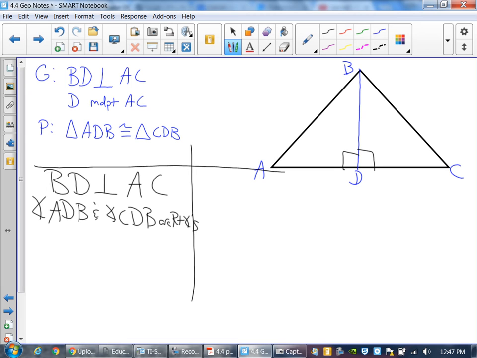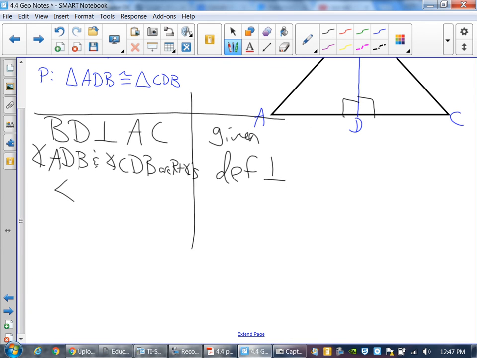And my reason is, first one's given, I forgot to write that down. What's the reason for that? Definition of. There you go. Definition of perpendicular. Now what does it say to do on your sheet? After you say the right angles, what do you say? Exactly. Now you just write down that they're congruent. And the reason?